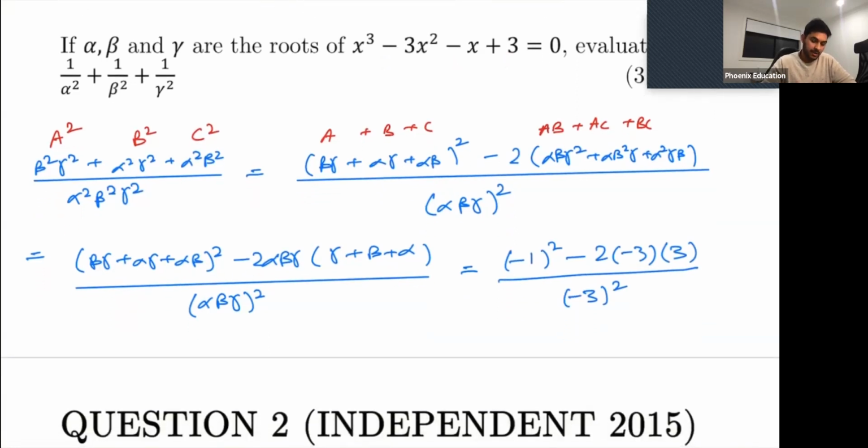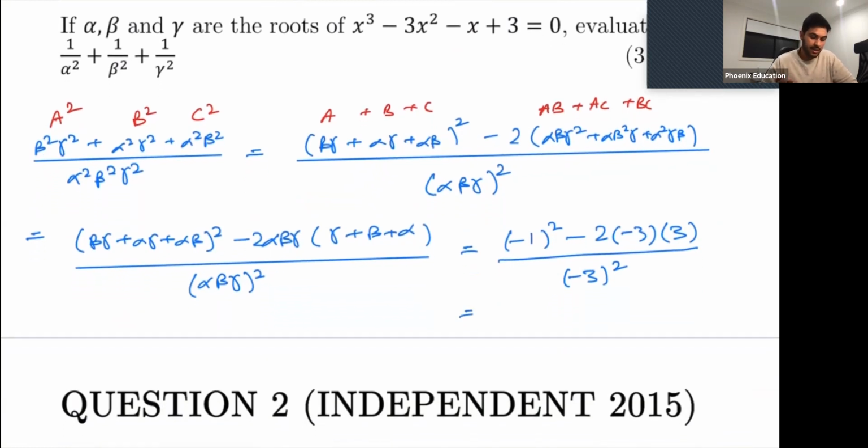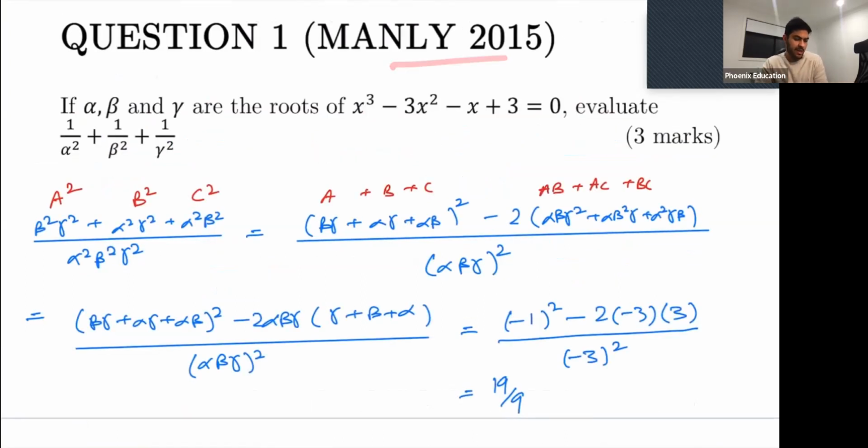Okay. So in the annotations, you'll see that's positive 3, but it comes out as the same. But anyway, after you simplify this out, this is just 19 on 9 after you plug that into the calculator. Okay, this one's a pretty hard question. It comes from the Manley 2015 paper, 3 marks.